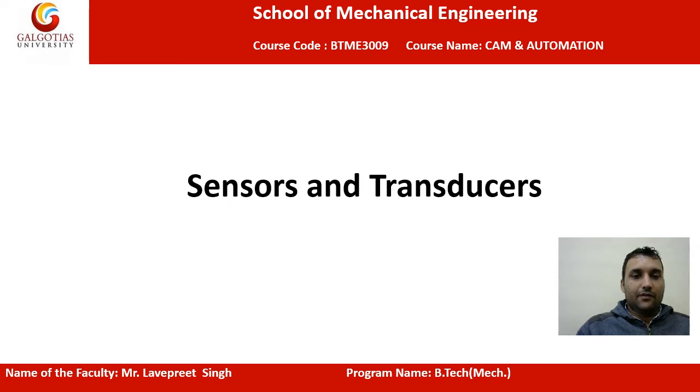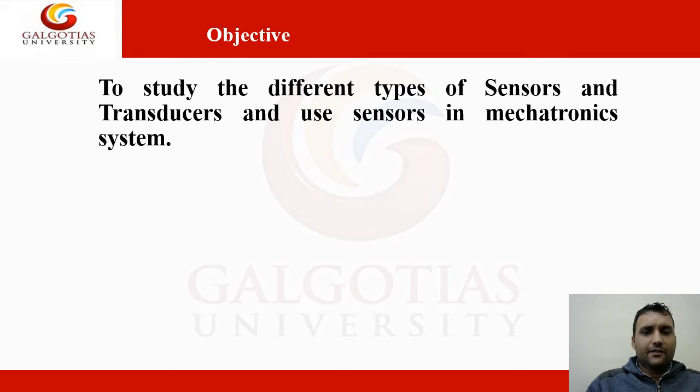In today's lecture, we will discuss the basics of sensors and transducers and their uses in the mechatronic field. In the last lecture, we discussed the basics of mechatronics and their components. Out of all the components, the sensor and transducer are the basic requirements for any mechatronic system to work. It works like the eye of a human being. The objective of today's lecture is to study the different types of sensors and transducers and their uses in a mechatronic system.